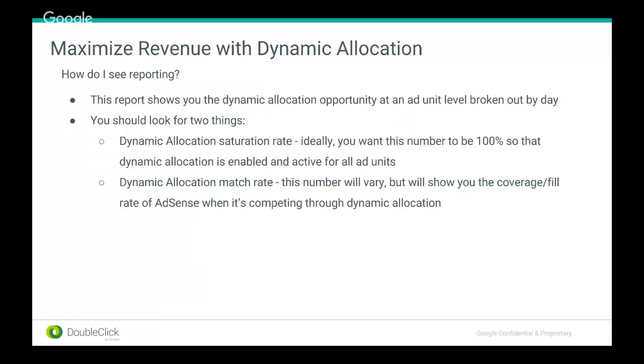I would also add here regarding the reporting that this is not the only way to look at dynamic allocation. You can also look at on a line item level or any other level that you can create depending on the data that you want. DFP gives you a lot of different instruments to compile your reports. So just look for the right metrics that you want to see.